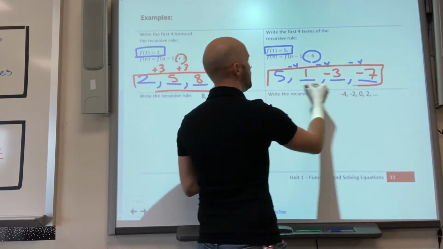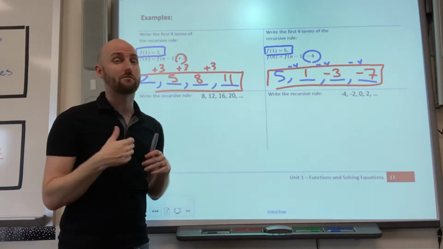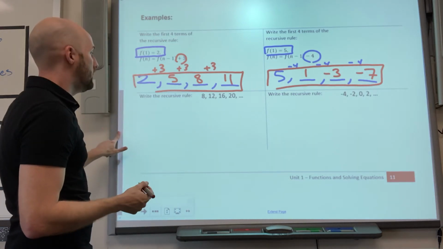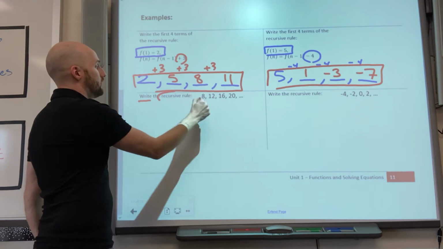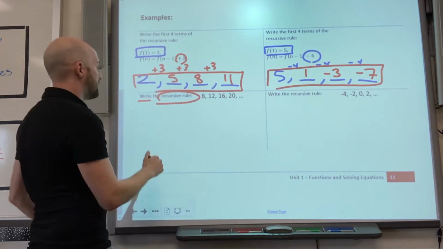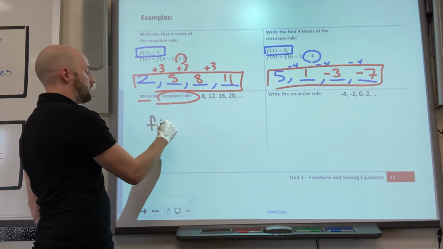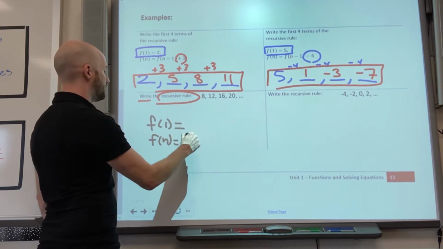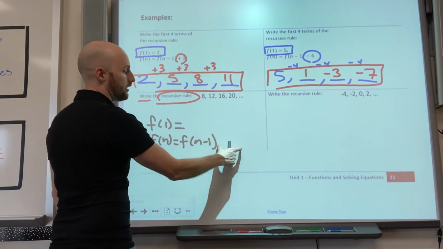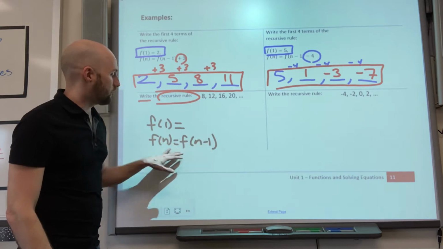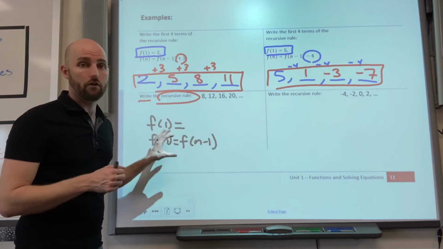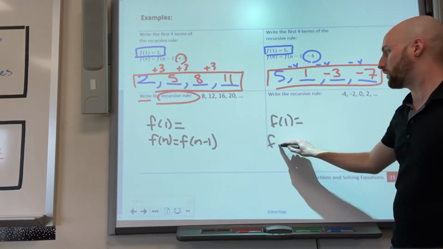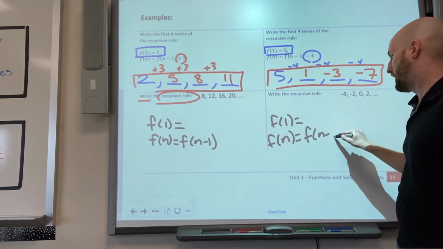Okay? So, I told you, this is faster when you think about how we did it yesterday. Here I want you to write the rule. So, you're going to have to put f of 1 equals, then f of n equals f of n minus 1, and something here. But all of this here in black is part of the formula. So all of them are going to look like this.